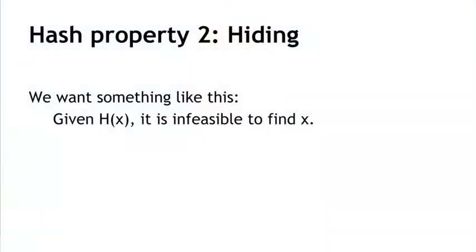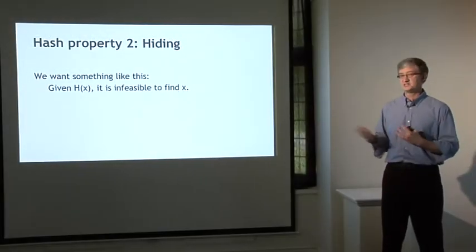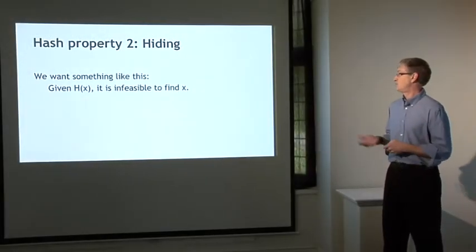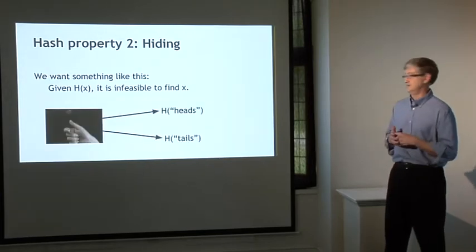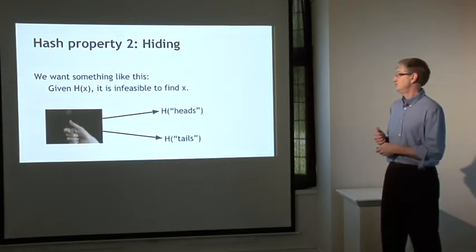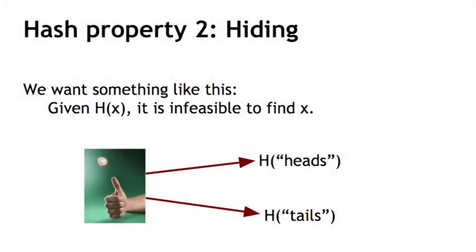So the second property that we want from our hash function is that it's hiding. And the property that we want is something like this, that if we're given the output of the hash function, there's no feasible way to figure out what the input x was. The problem is that this property doesn't exactly hold. And to understand why that's the case, let's look at this example. So here, what we're going to do is an experiment where we flip a coin, and if the result of the coin flip was heads, we're going to return the hash of the string heads, and if the result was tails, we're going to return the hash of the string tails.